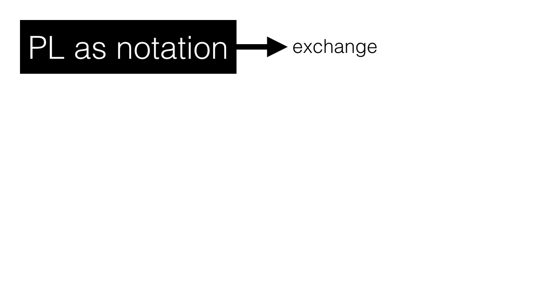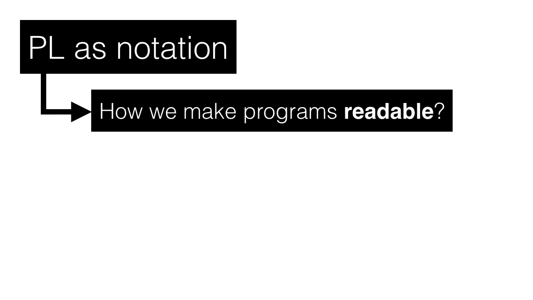Now, the second example I want to look at is the perspective of programming languages as notation. I'm arguing here that notation is really about helping facilitate exchange, because we write things down in order to share knowledge with each other. And so the question that I looked at here in my work is, how do we make programs more readable? Readable, and not only readable, but comprehensible.